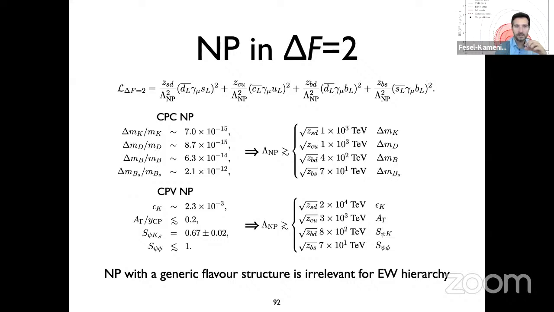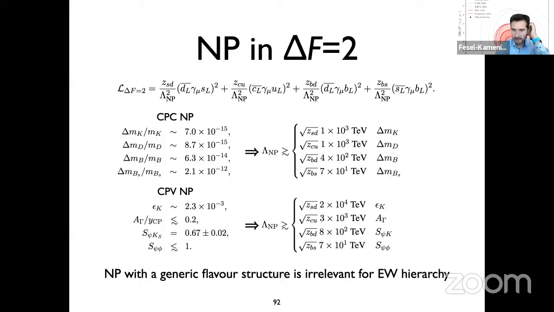Here I've denoted the suppression mass scale by lambda new physics and the Wilson coefficient with Z, just to compare with the previous notation. Provided we assume that these Wilson coefficients at the high scale are order 1, then the present measurements of both CP conserving and CP violating observables related to neutral meson mixing constrain this new physics to lie at very, very high scales.